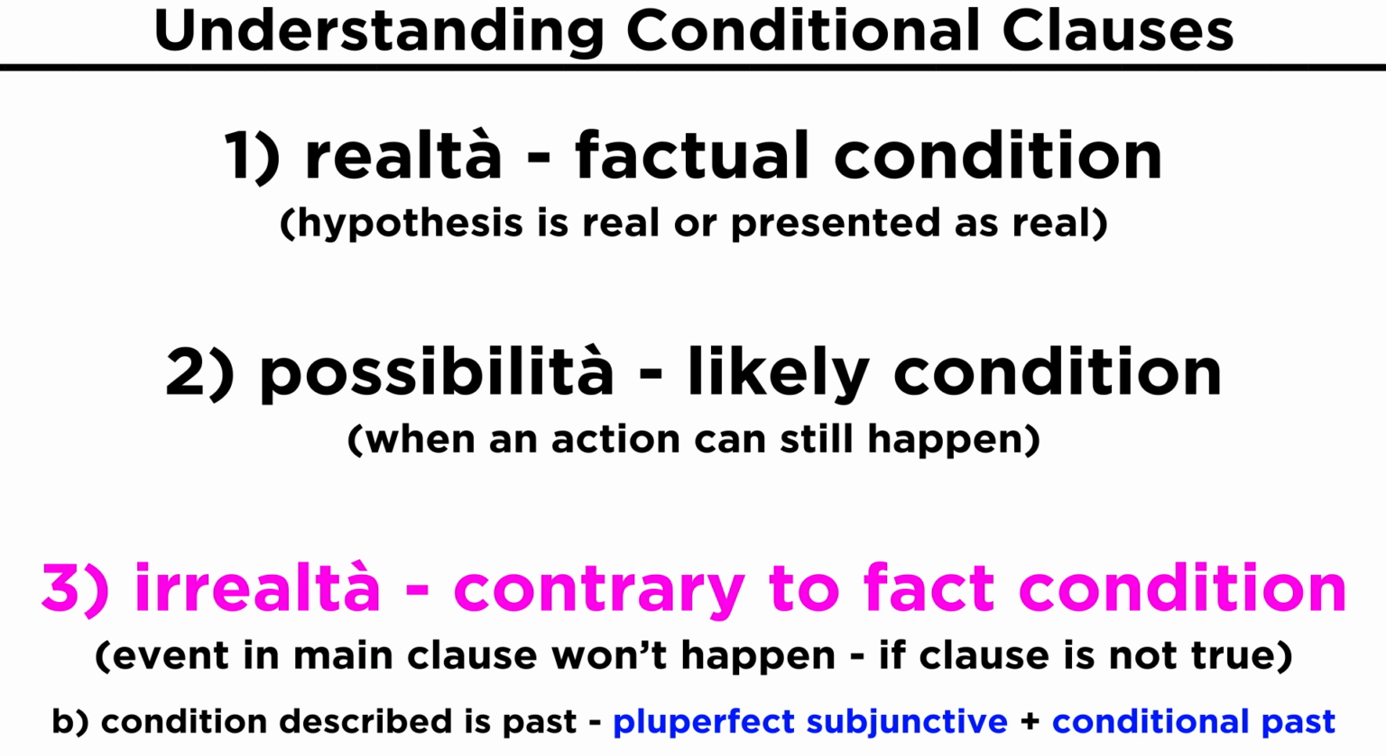The other possibility arises when the condition described is in the past. In such a case, the sequence switches to pluperfect subjunctive and the conditional of the past. Some mixed situations can occur, like the way a condition in the past can very well result in a present consequence. So let's see some examples.